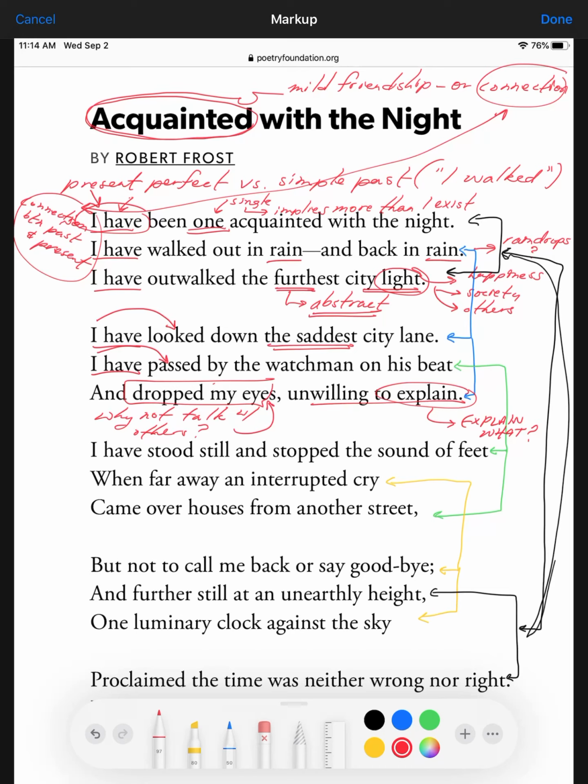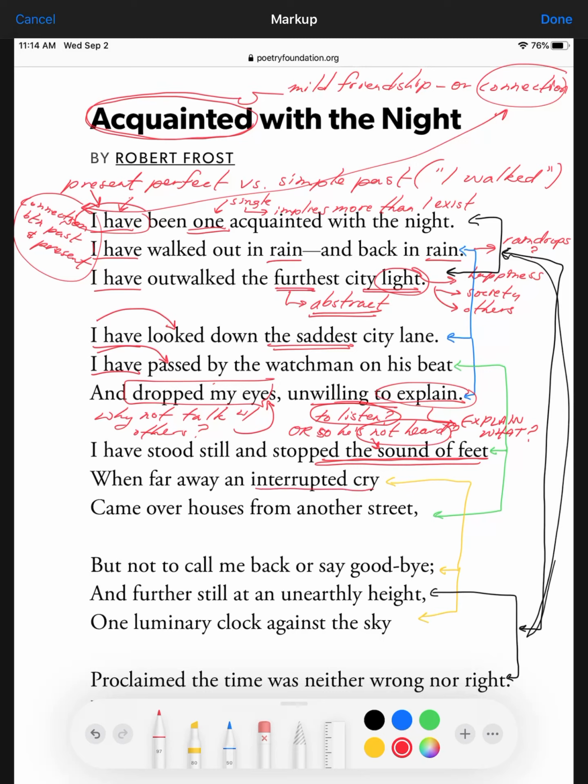I have stood still and stopped the sound of feet. So he stopped his own feet, right? When far away an interrupted cry came over houses from another street. You should ask yourself, is he stopping his feet to listen, or so he's not heard? Is he trying to connect, which would be listening, or is he trying not to be heard, which is not connecting, right? And again, in this line, we have this balance between connection and not connection.